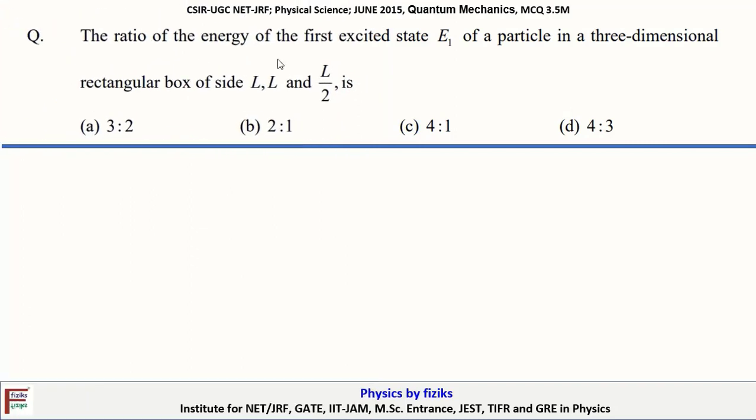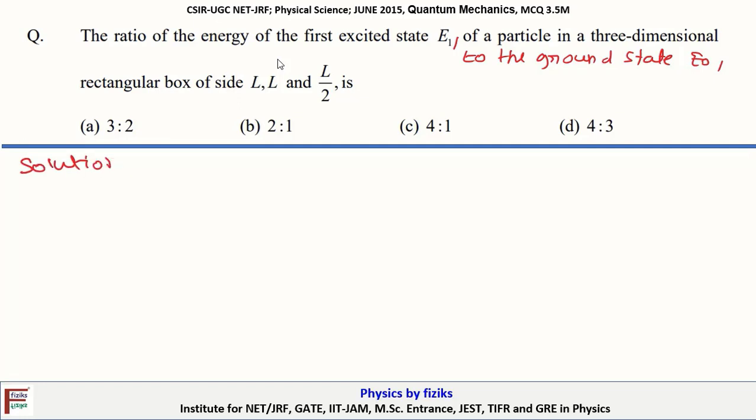The ratio of energy of the first excited state E1 of a particle in a 3 dimensional box of side L, L and L by 2. This question is incomplete here. It should read: to the ground state E0 of a particle in a 3 dimensional rectangular box is this.